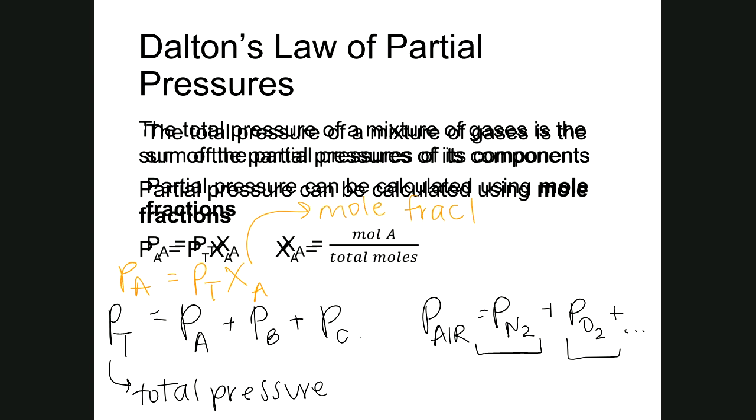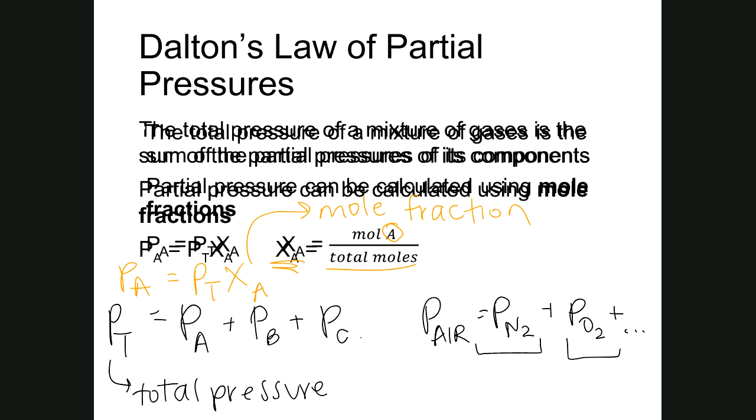And a mole fraction is exactly what it sounds like. It's the fraction of moles. So chi of A is equal to the moles of that particular component over the total amount of moles. It's just like if we said, let's find the fraction of people in our class that wear glasses. We would count the people that wear glasses, divide by the total number of people. It's the exact same thing here.